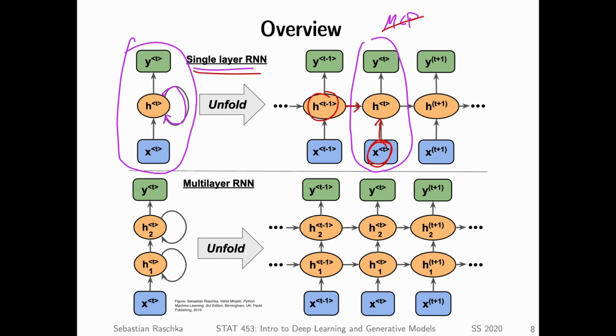So this is a single layer RNN because we only have one hidden layer, but of course we can also extend this concept and have multiple hidden layers. At the bottom here, I'm showing you a multi-layer RNN where we have two hidden layers. This would be the first hidden layer, and then this one would be the second hidden layer.